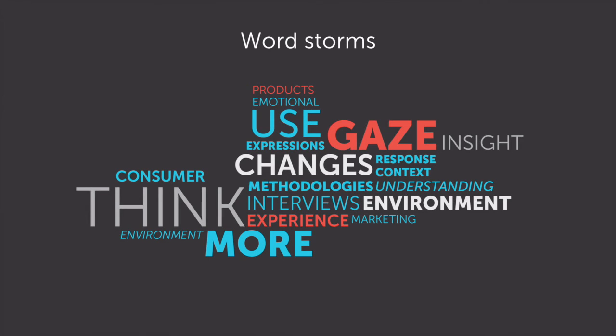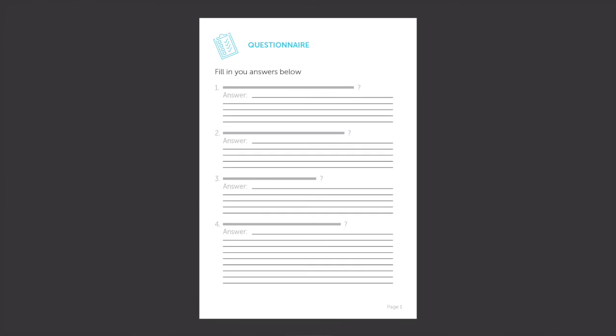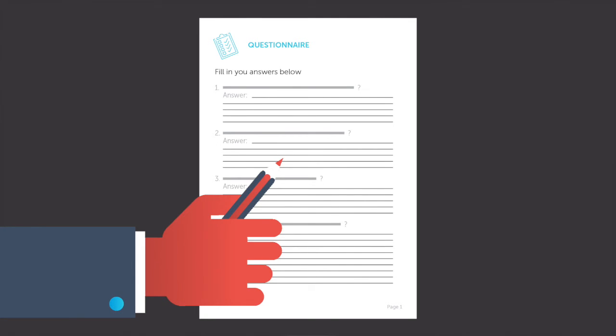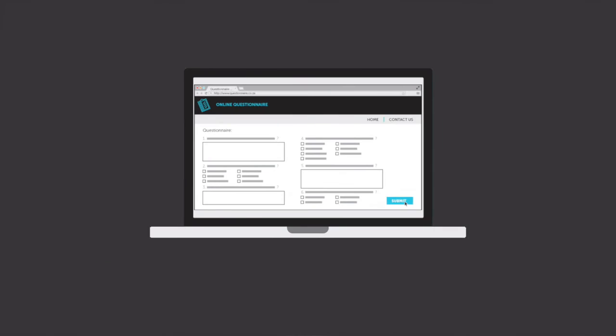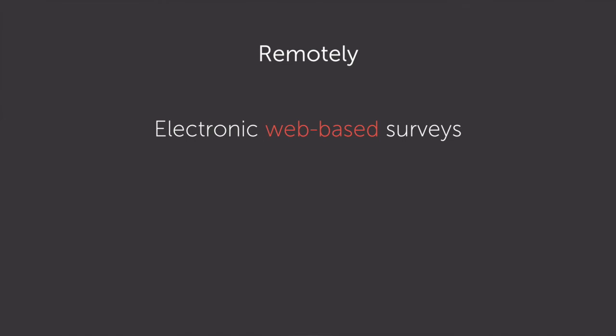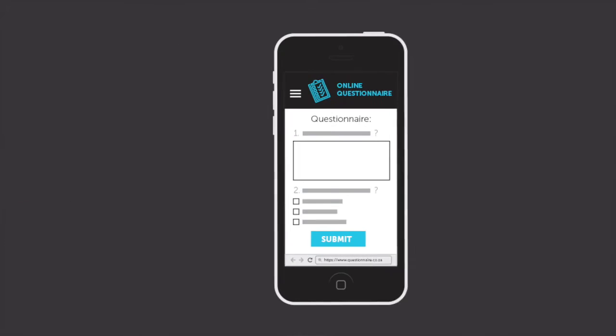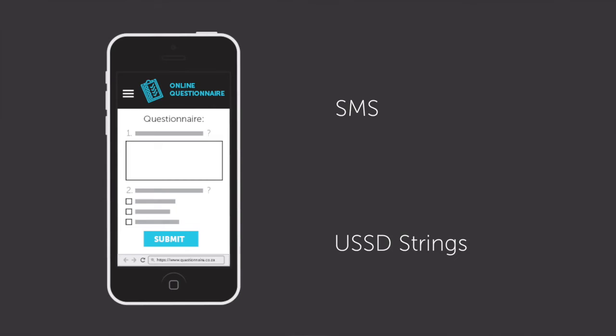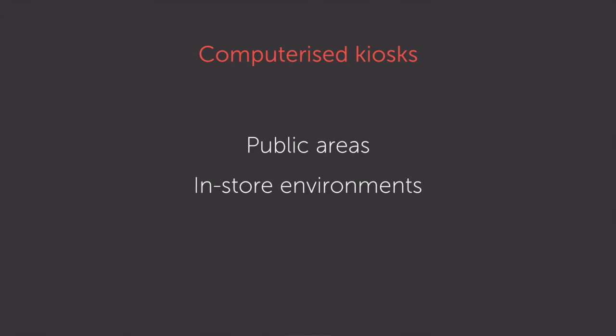Traditionally, questionnaires were administered to people using, you guessed it, paper and pencils. However, advancements in technology have enabled the use of a multitude of different devices and channels. Questionnaires are now completed face-to-face using tablets, PCs and laptops, or remotely using online channels such as electronic web-based surveys, emails, social media platforms, and opinion polls, using mobile phones through SMS, USSD strings, and even computerized kiosks placed in public areas and in-store environments.